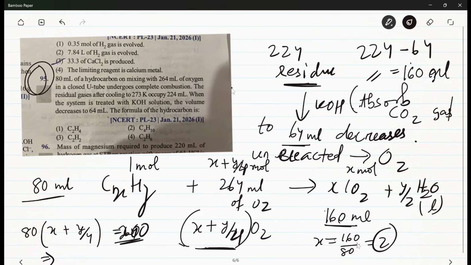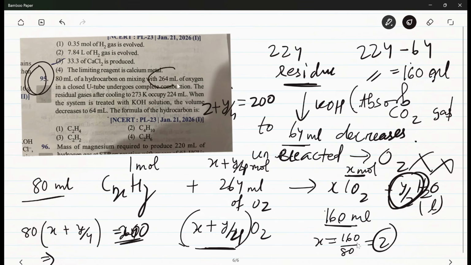How will 200 come? 80 ml gives 160 ml. Here you should use more than 160, more than x plus y by 4. This y by 2 water, we don't have any information. So now how to solve the hydrogen part? That is 80 into 2 plus y by 4 equal to 200.